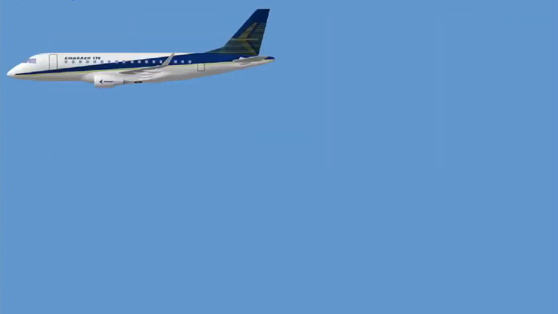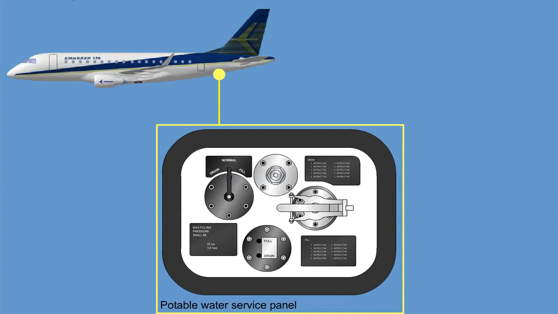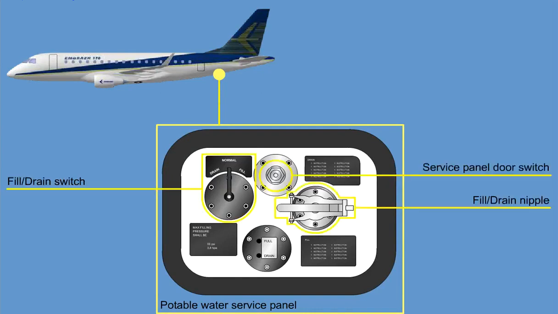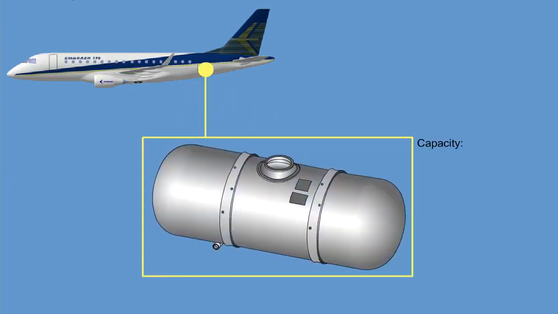Potable water is added through the single service panel. The service panel is located on the aft left-hand side of the fuselage and contains the fill drain nipple, fill drain switch, service panel door switch, and indication panel. The usable capacity of the potable water storage tank is 110 liters. The tank has an air cushion volume of 10 liters that provides proper dampening of tank pressure as a function of variation of consumption at several different end-of-use points and variations of bleed air pressure.